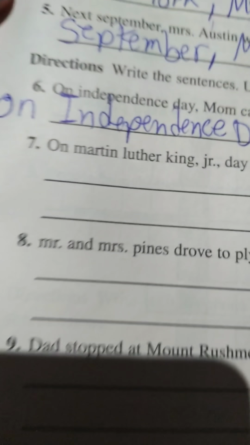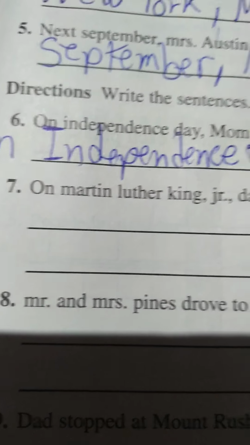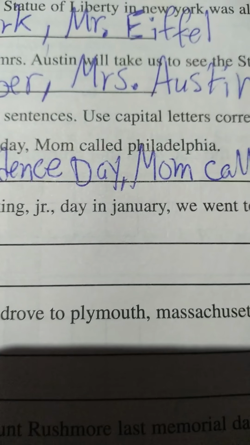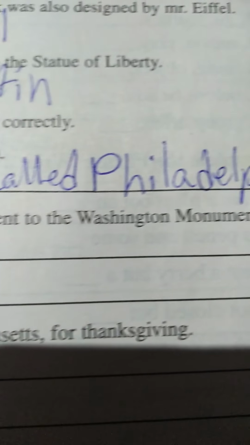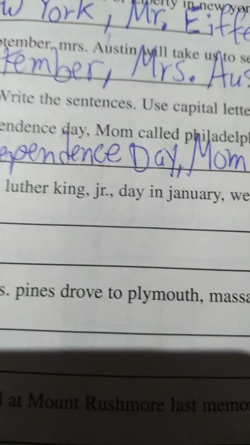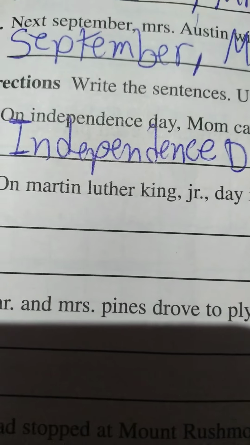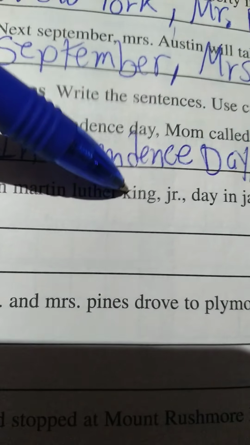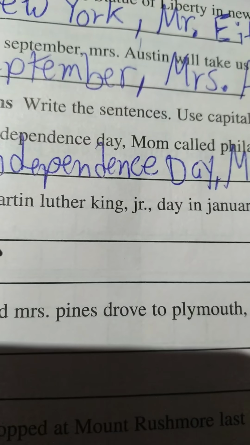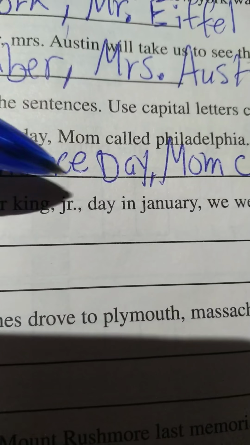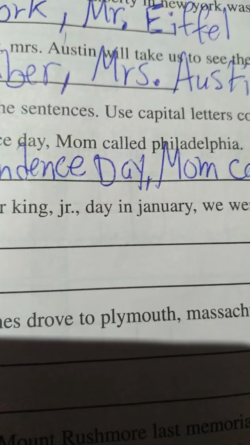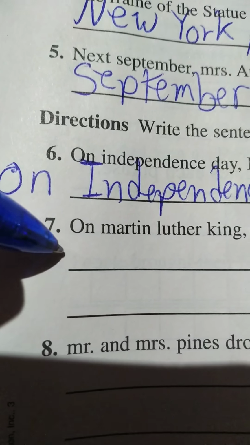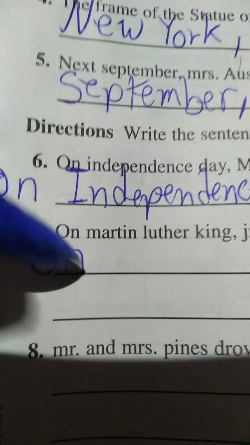All right, moving on. 7. On Martin Luther King Jr. Day in January, we went to the Washington Monument. Okay, I see 2 things that need capitals. So again, we have a holiday. Martin Luther King Jr. Day is a holiday. That needs to be capitalized. And January names a month of the year, also a capital letter there. All right, so here we go. Good. Fortunately, they gave us 2 lines for this one.